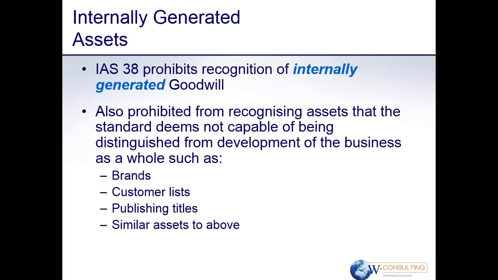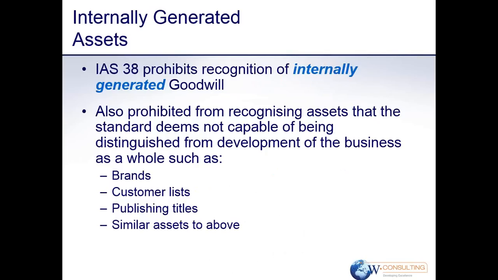The third possibility could be that an entity would internally generate the intangible asset. Now, first off, I must highlight the fact that IAS 38 prohibits recognizing internally generated goodwill. Internally generated goodwill essentially reflects an entity's reputation. It usually is something that's indistinguishable from the business as a whole. And going back to what I said about the definition of an intangible asset up front, an asset is identifiable if it is capable of being separated from the business. So on the basis that it's impossible to separate one's reputation from the rest of the business, internally generated goodwill is usually prohibited from being recognized.